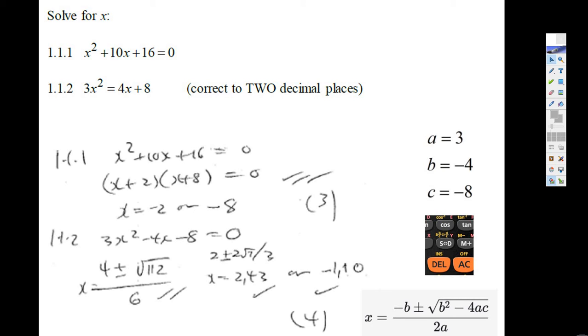Okay, this is an explanation of the prac test for our first control test in grade 11. Let's just get started. We have x squared plus 10x plus 16 equals 0. Well, this is already in standard form, so it's ready to go. You could use the quadratic formula if you wanted to, but this is much easier to factor.